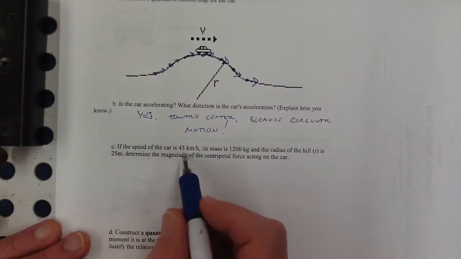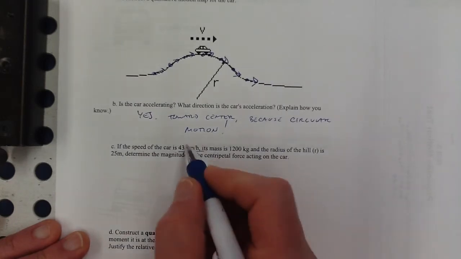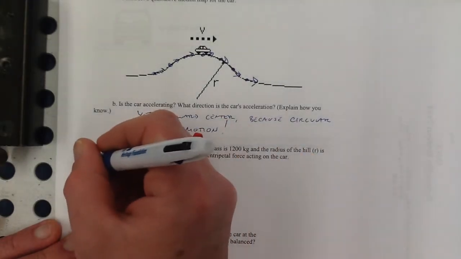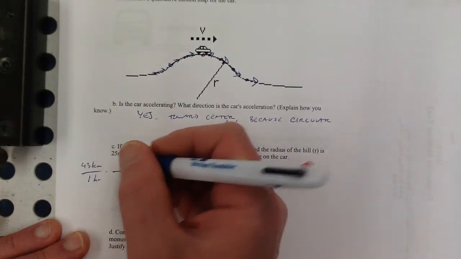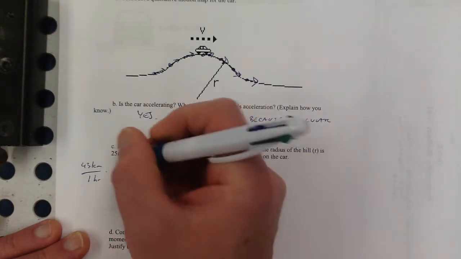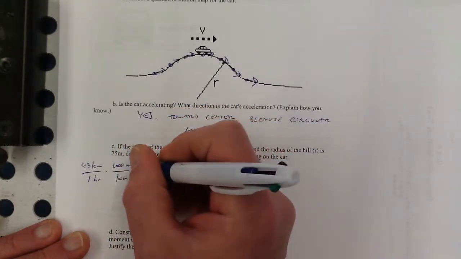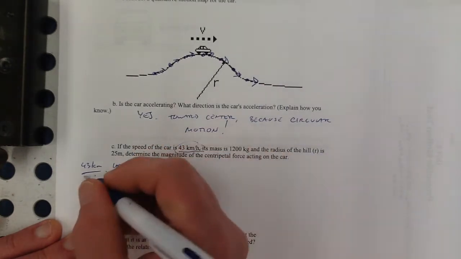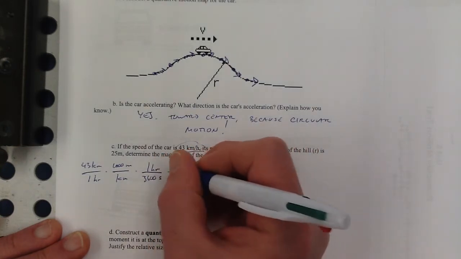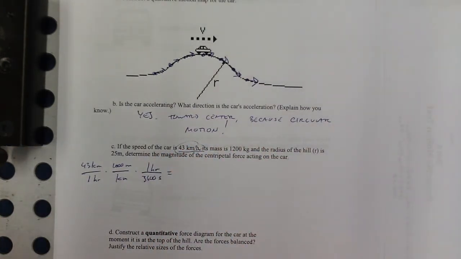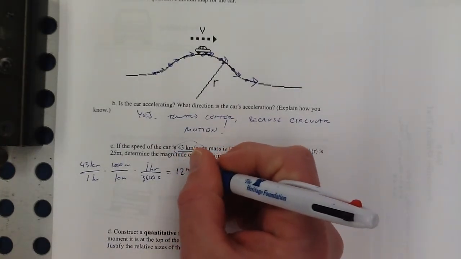If the speed of the car is 43 kilometers per hour, uh-oh, that is the wrong units, so I'm going to have to do a quick conversion here. 43 kilometers per 1 hour. I would like this to be in meters per second. 1 kilometer is the same as 1,000 meters, and 1 hour is the same as 3,600 seconds. So that's about 12 meters per second.